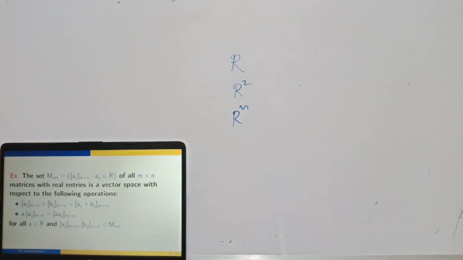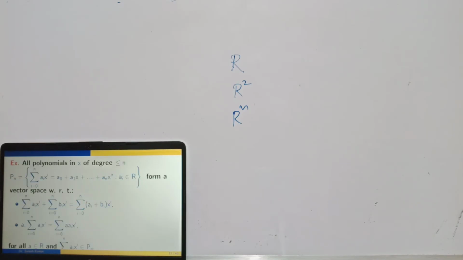Next standard example, the set of all n cross n order matrices forms a vector space under the usual addition of matrices and scalar multiplication in matrices. All polynomials of degree less than or equal to n form a vector space under the usual addition of polynomials and usual scalar multiplication in polynomials.